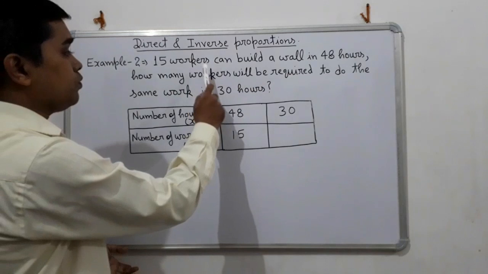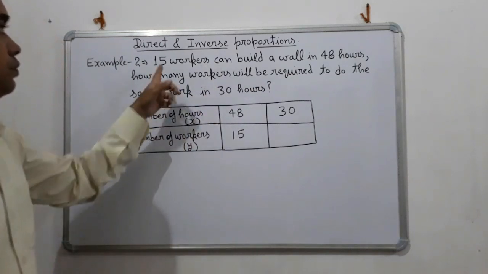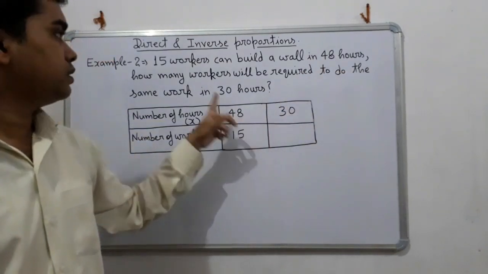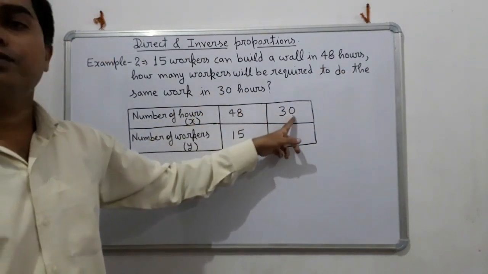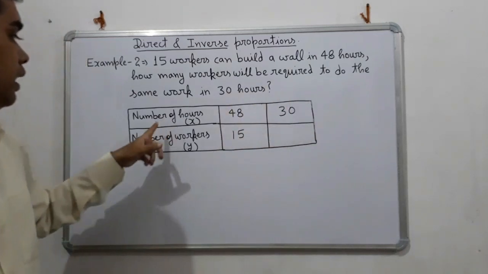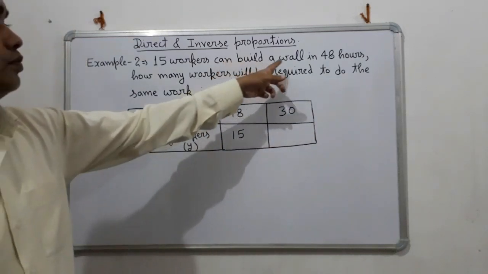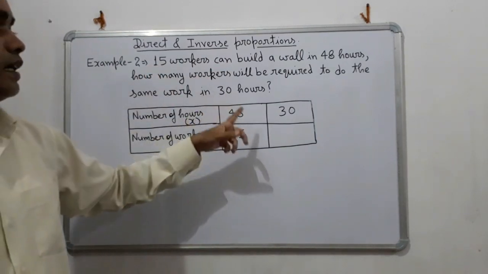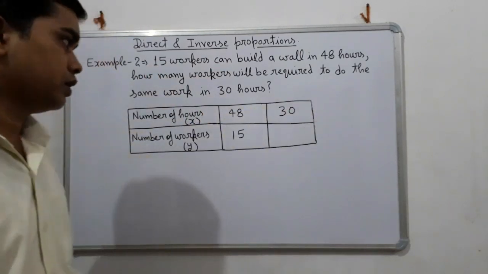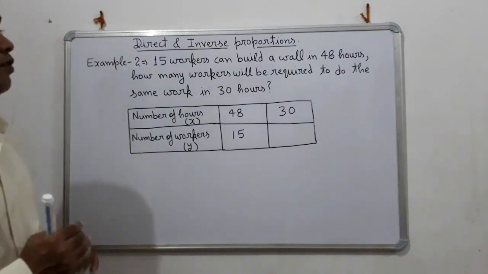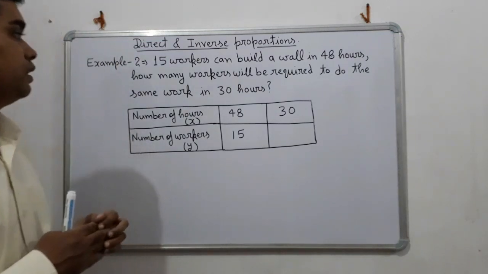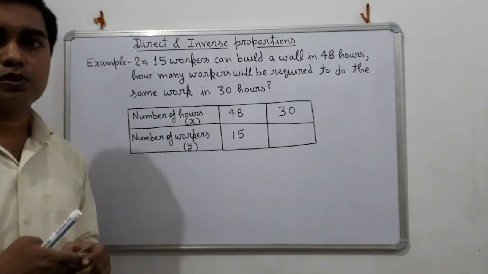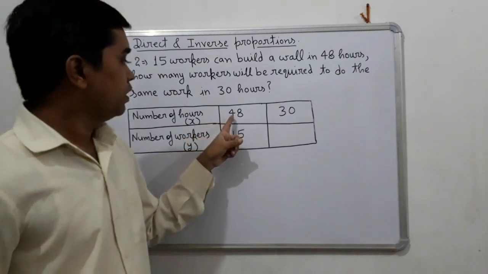Now see, number of hours. First 48 hours, so write here 48 hours. And second case, here we have a 30 hours, so write here 30 hours. And for the number of workers, in the first case there are 15 workers, and for the second case you have to find the number of workers. Now see, first you have to check this is the question from direct proportion or from inverse proportion. So how we can check? Let's see.